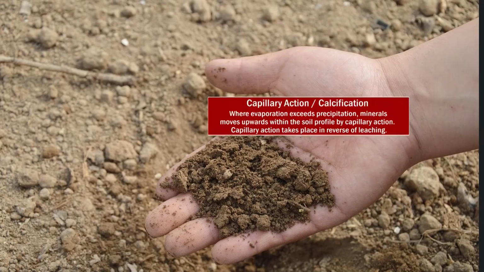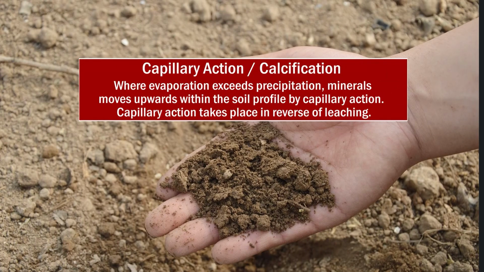Then we have the capillary action or calcification, which is just the reverse of the leaching process, because here the minerals are moving from downward to upward, and it generally happens in the dry areas, the arid regions where the rainfall is very less. So, when the evaporation exceeds precipitation, minerals move upwards within the soil profile by capillary action, and this is therefore the reverse of the leaching process, and this is also known as calcification.